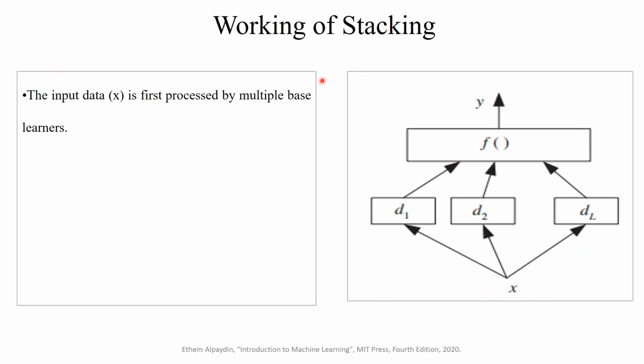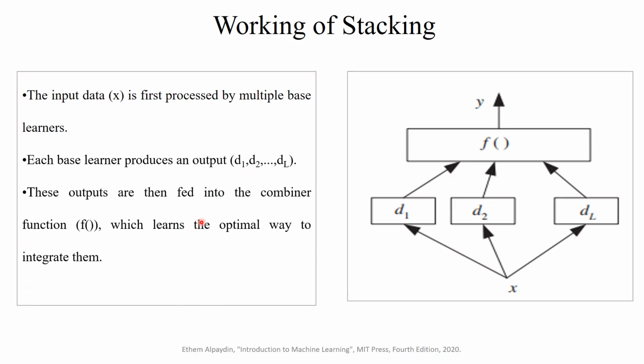The working of stacking can be summarized in 4 steps. The input data X is first processed by multiple base learners. Each base learner produces an output D1, D2, till DL. These outputs are then fed into the combiner function, which learns the optimal way to integrate them. And the final step is the combiner produces the final prediction y.